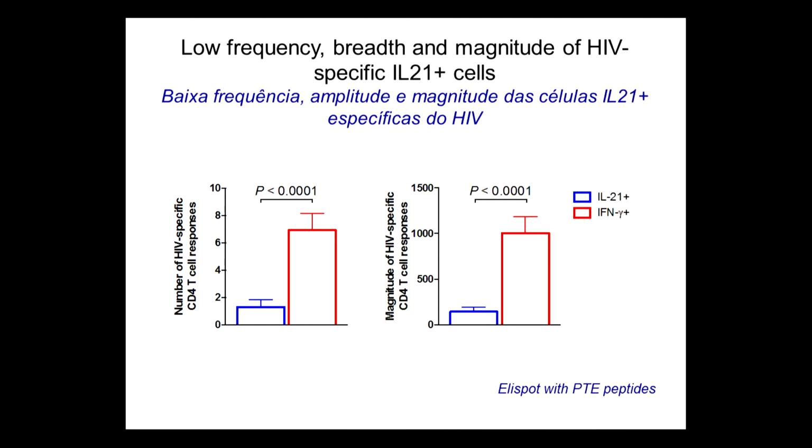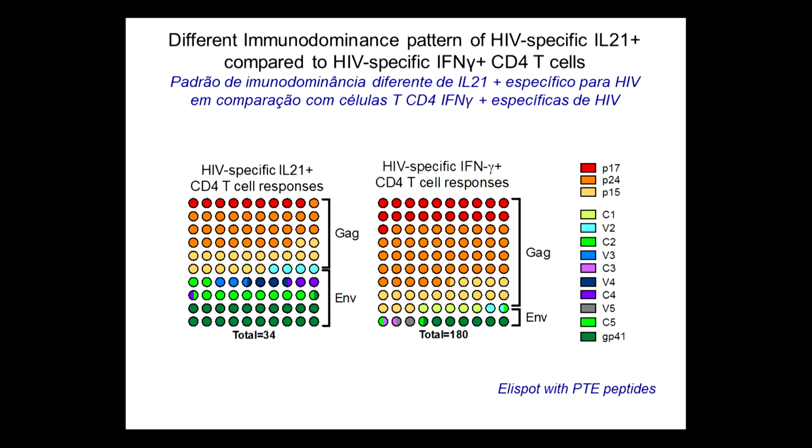Now, here we're talking about the subset that are not secreting interferon gamma, but are secreting interleukin-21. In terms of the number of the HIV-specific CD4 T cell responses that we are seeing, as well as the magnitude of those responses, they are much, much lower compared to the interferon gamma secreting CD4 T cells. When we looked at those responses a little bit closer, we were very surprised that they follow a very different pattern of the epitopes that they are targeting.